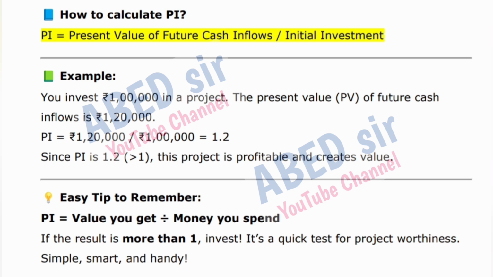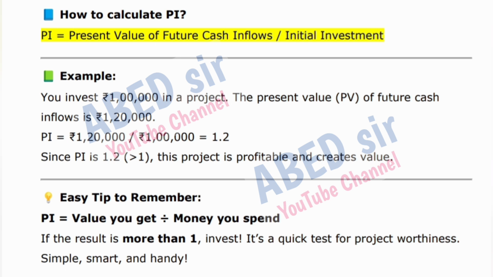Example: you invest 1 lakh rupees in a project. The present value, PV, of future cash inflows is 1,20,000 rupees. PI is equal to 1,20,000 rupees divided by 1 lakh rupees is equal to 1.2. Since PI is 1.2, which is greater than 1, this project is profitable and creates value.